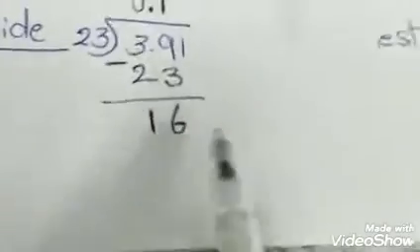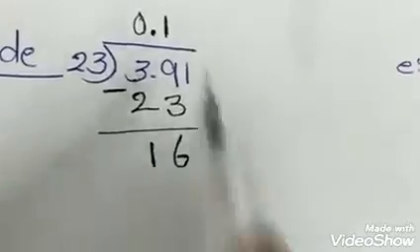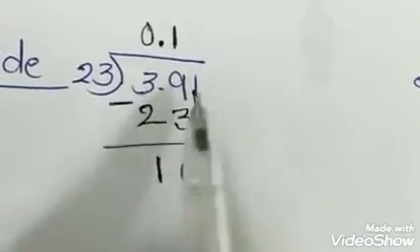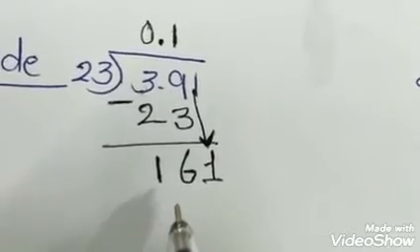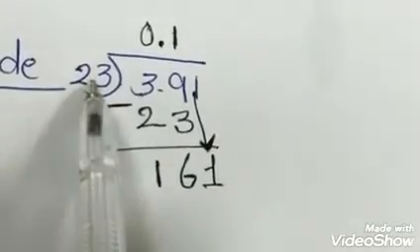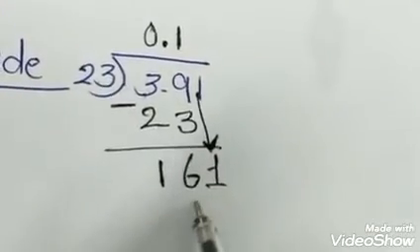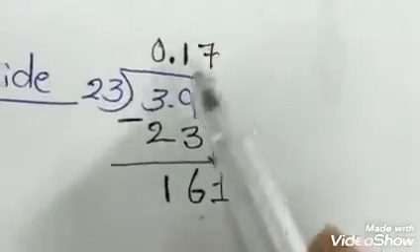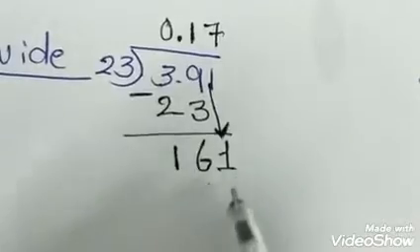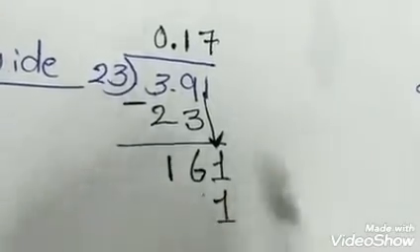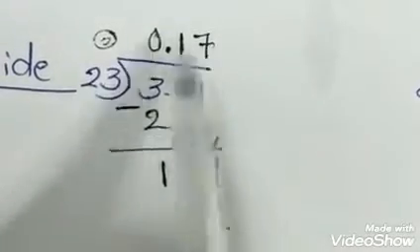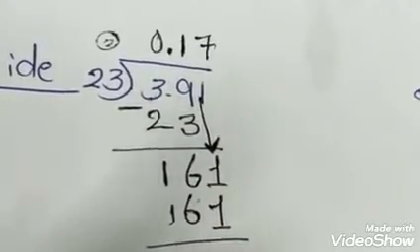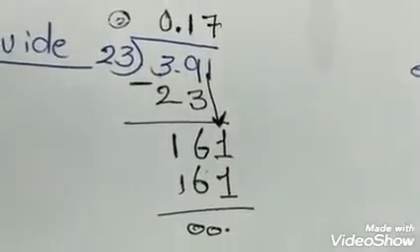16 divided by 23 cannot be done because it's less than 23, so I will bring the 1 down. 161 divided by 23. Okay, I will have 16 divided by 2, it will be 8, but 8 will be more than this result. So I will take the 7. 7 times 23: 7 times 3 is 21, write 1 and carry 2. 7 times 2 equals 14 plus 2 equals 16, so 0 with no remainder.